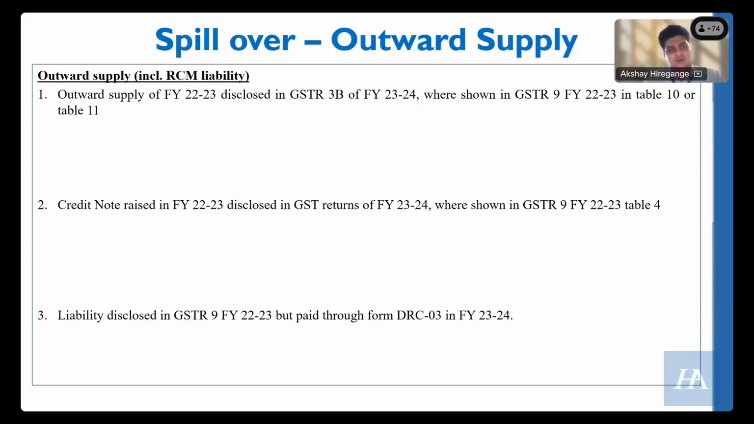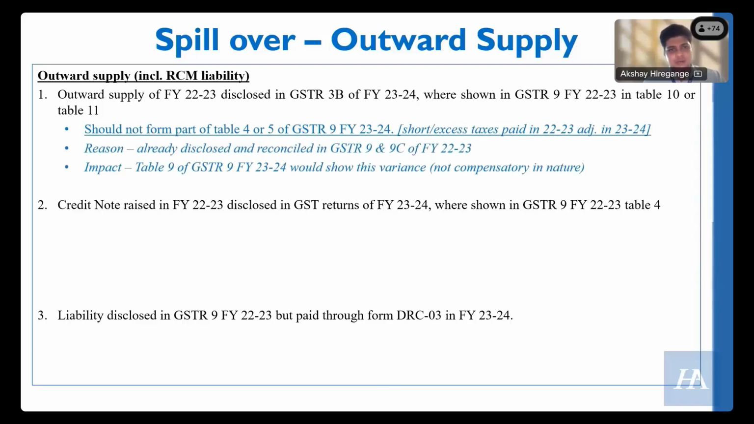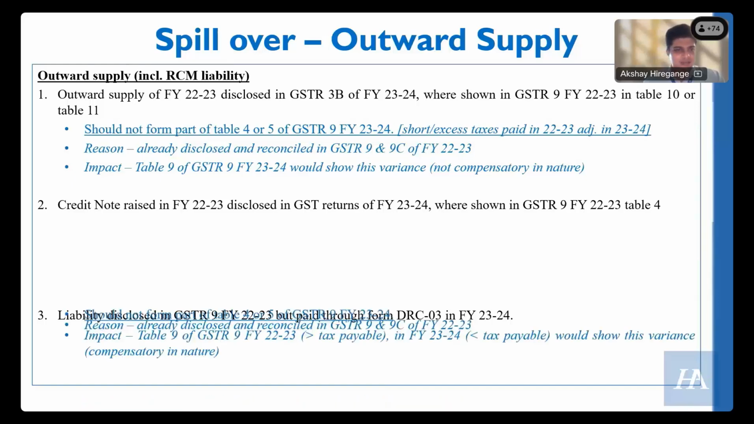So wherever outward supply of financial year 22-23 is disclosed in 3B of 23-24, where it was already shown in the GSTR 9 of 22-23, tables 10 and 11, it should not form part of your table 4 or 5 of GSTR 9 of this financial year. Impact: there will be a variance in table 9 and it is not compensatory in nature. Please keep that in mind.